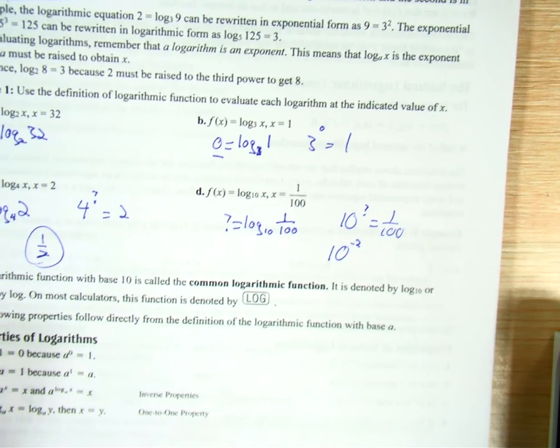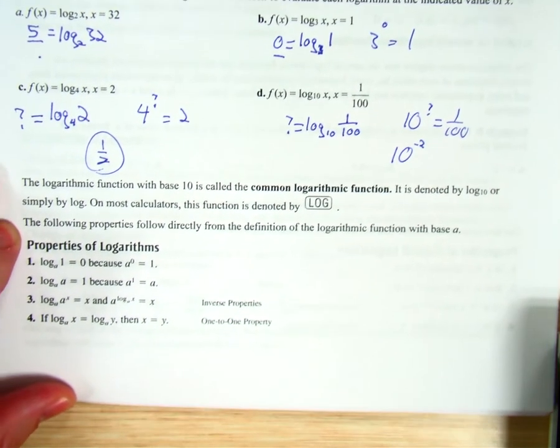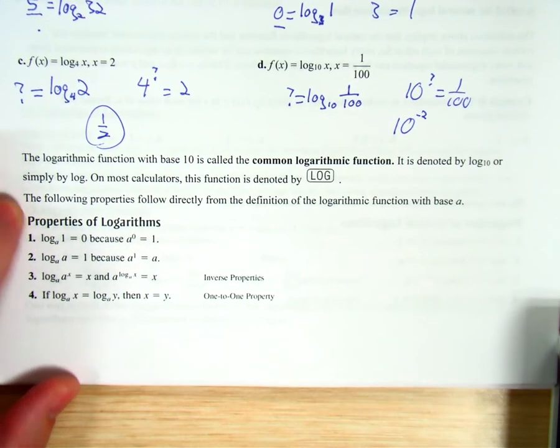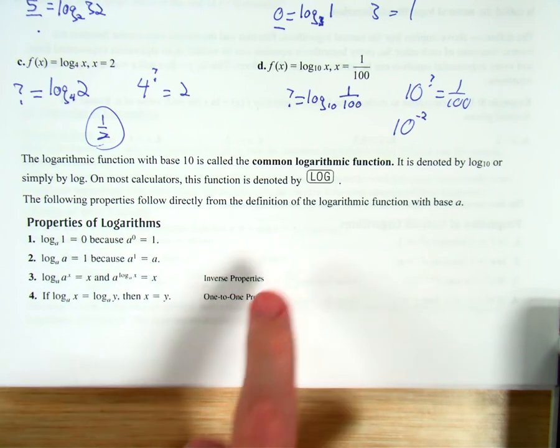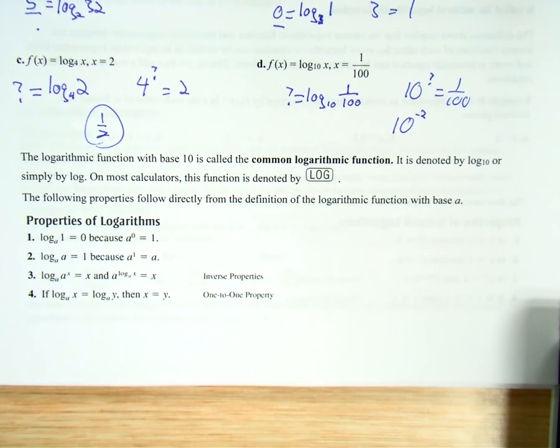The log function of base 10 is called the common log. It's denoted by log base 10 or simply log. It's the log you see on your calculator. The log on your calculator is going to be log base 10. The following properties follow directly from the definition of log function with base a.